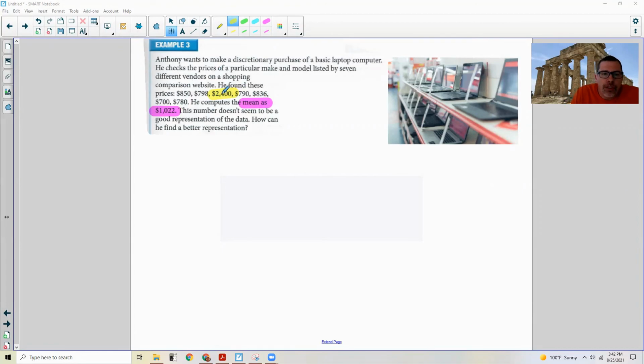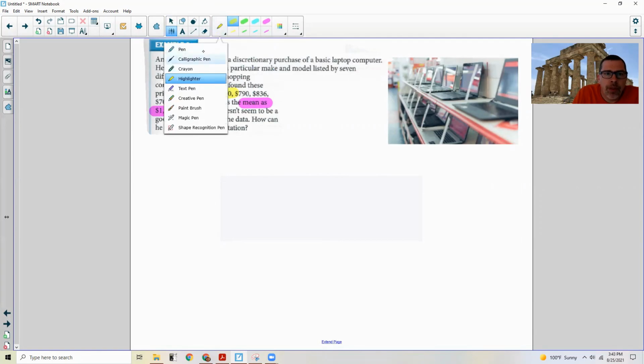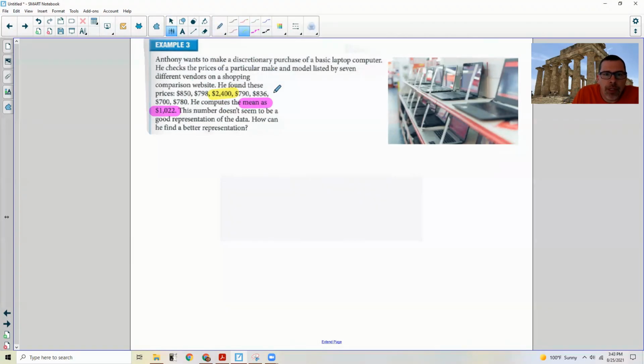But as you can see, 2,400 is way greater than the rest of them. It's way above the mean. So it's not a good representation. So in the prices Anthony found, there is an outlier. That yellow one that I marked here is called an outlier. Whenever we have a piece of data that does not fit, we call it an outlier. It's far away from the group.